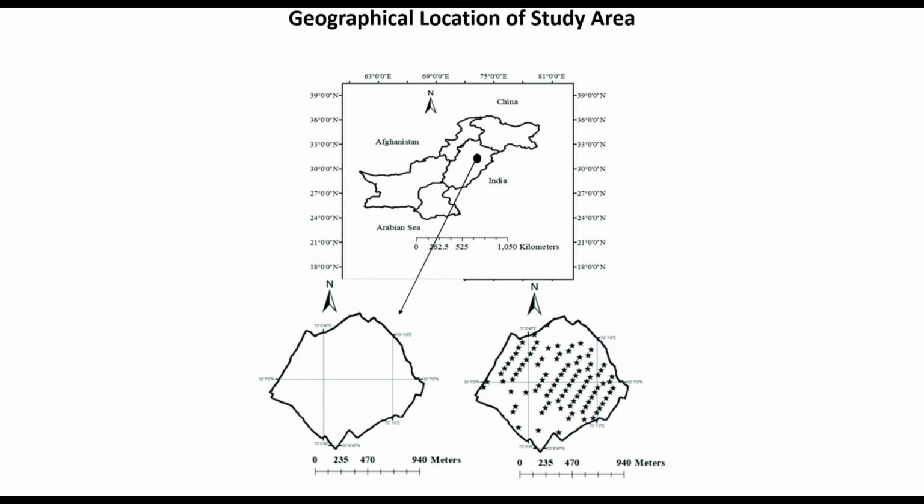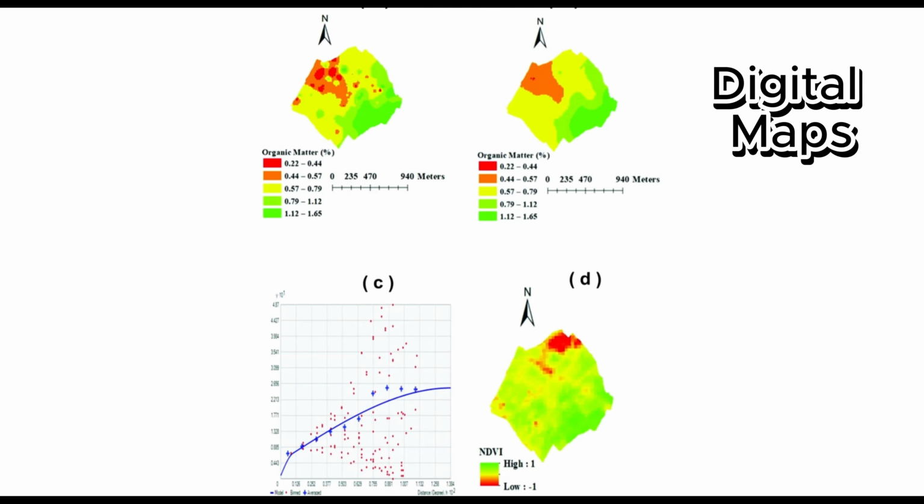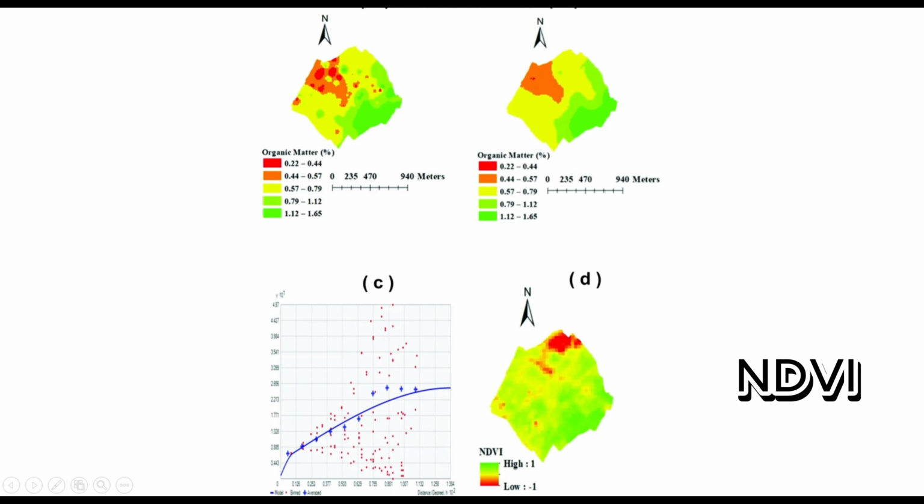This is the geographical location of the study area, and sampling points were indicated. Then we completed digital mapping of organic matter using IDW and grading. If we see here, then IDW was more site-specific in organic matter estimation as compared to ordinary grading. Then we calculated NDVI, normalized difference vegetation index, employing the satellite imagery.